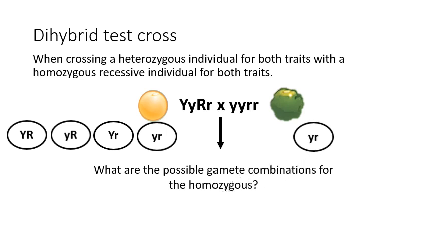With that information, we can now set up a Punnett square and predict our phenotypic and genotypic ratios using that Punnett square. So let's have a look at that now.